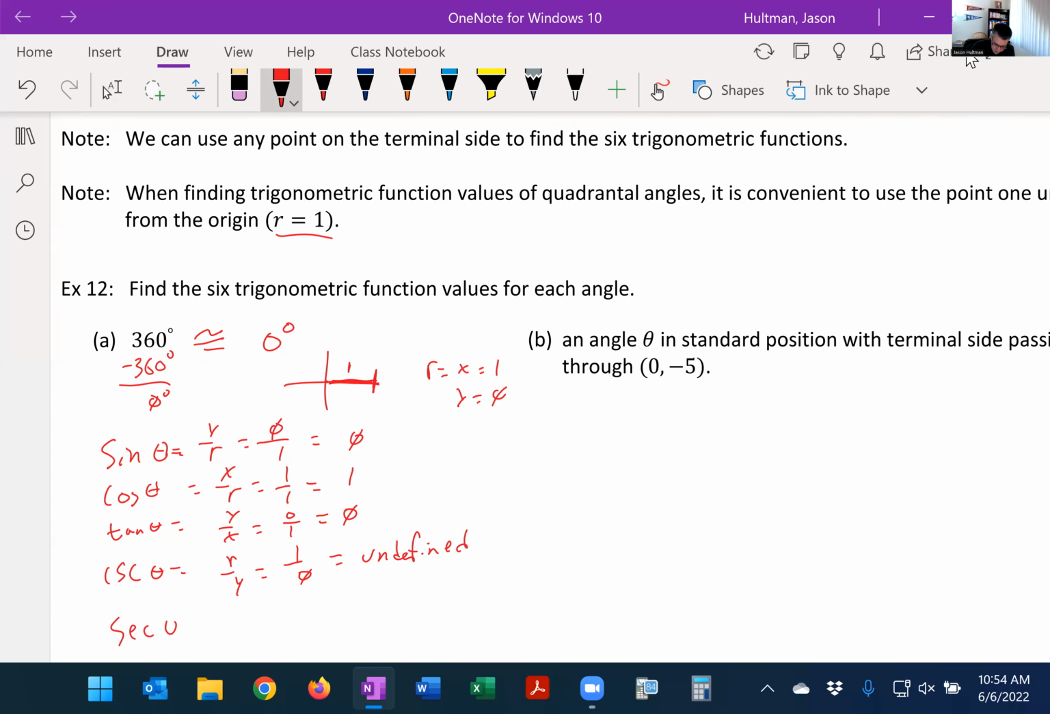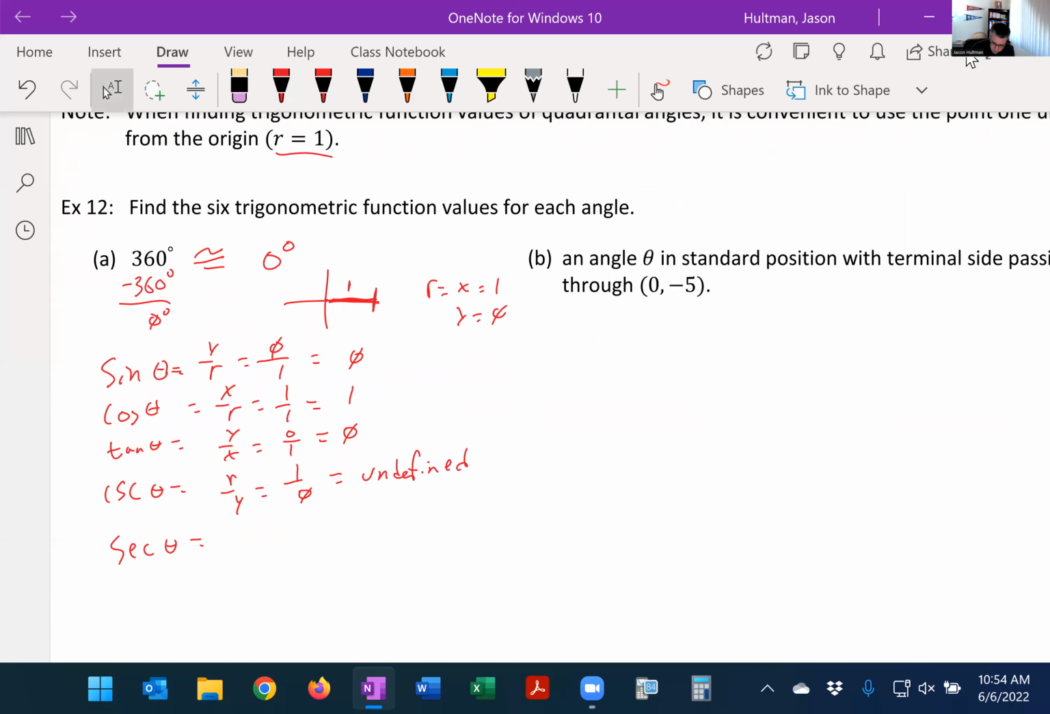Okay, the secant of theta is just the reciprocal of cosine. Remember, cosecant is the reciprocal of sine. Secant is the reciprocal of cosine. Reciprocal of cosine is r over x, which is just 1 over 1 again, which is 1. And the cotangent of theta is the reciprocal of tangent, which is just x over y, which is going to be 1 over 0, which is undefined again.